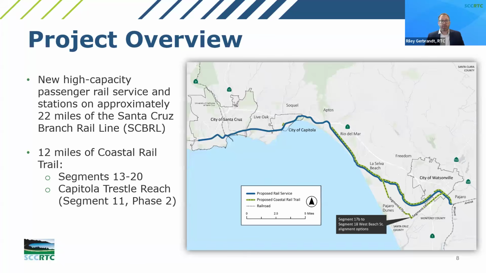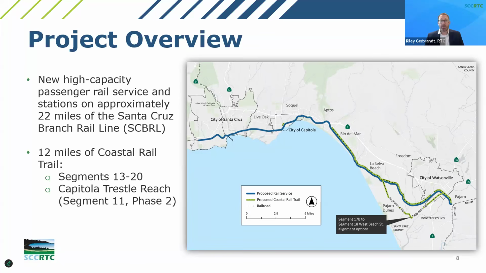So briefly, before we get into the nuts and bolts on the ridership forecasts and the cost estimates, we'll provide a brief overview of the project for those who may not know the project as well or who are new here today. The Zero Emission Passenger Rail and Trail Project aims to provide new high-capacity passenger rail service on approximately 22 miles of the Santa Cruz branch line from Pajaro to the city of Santa Cruz. It also proposes 12 new miles of the Coastal Rail Trail. Those are segments 13 through 20, as well as the Capitola Trestle segment 11 portion, which we call Capitola Trestle segment 11 phase 2.